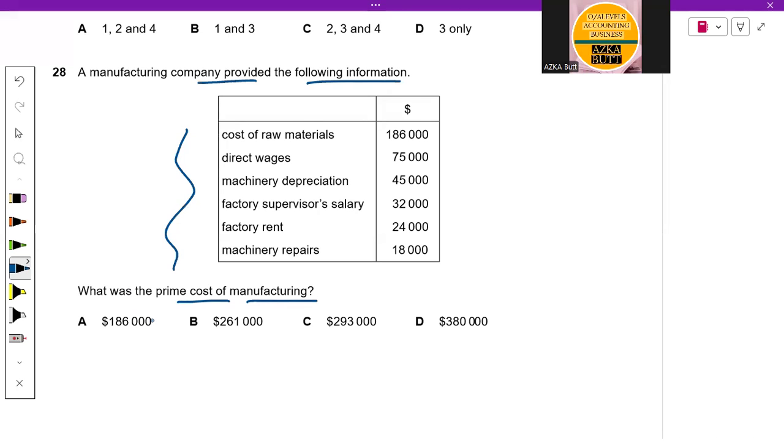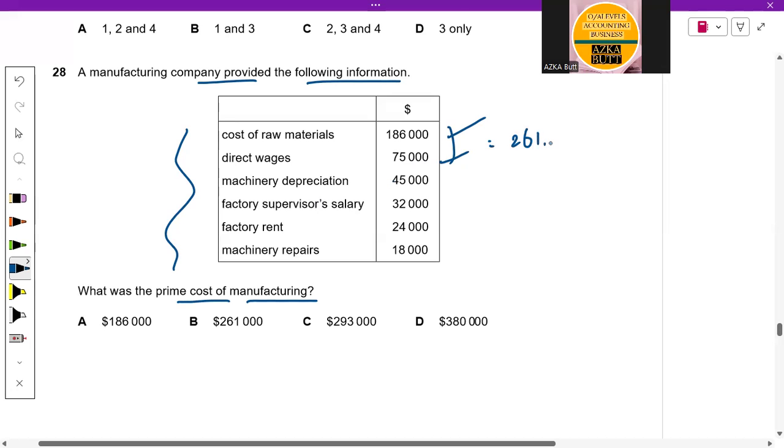So given the information, the cost of raw material is 186,000 and the direct wages are 75,000. So just add these two to each other. 186,000 plus 75,000, so you will have 261,000. So this is the prime cost.